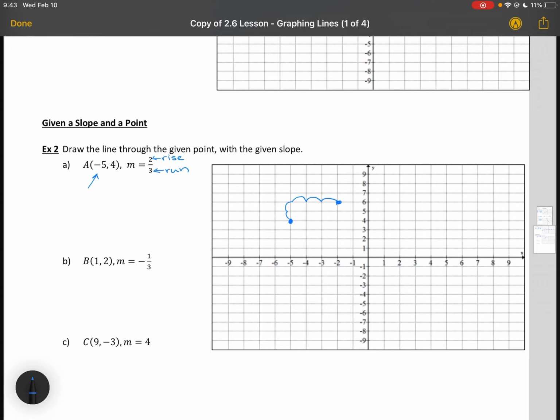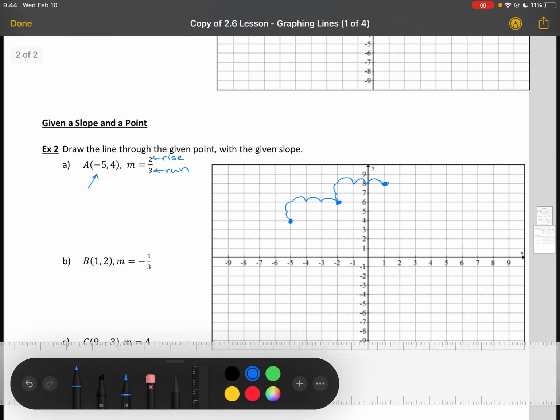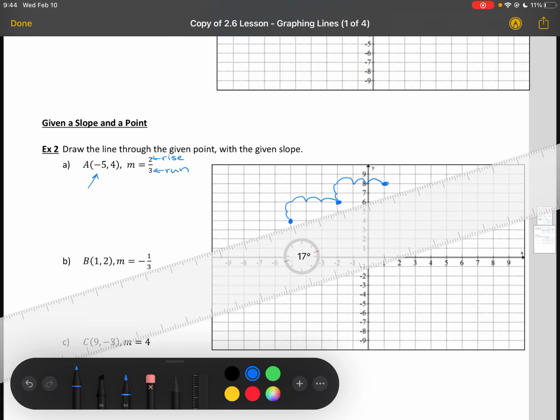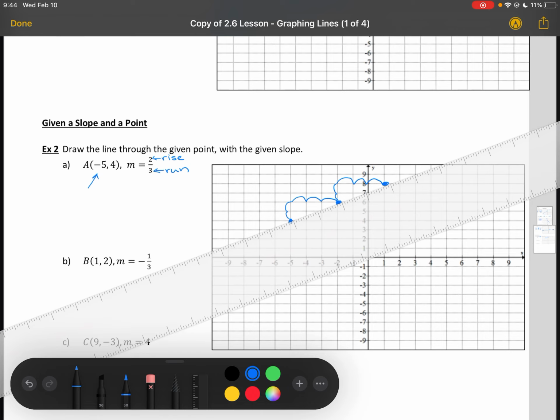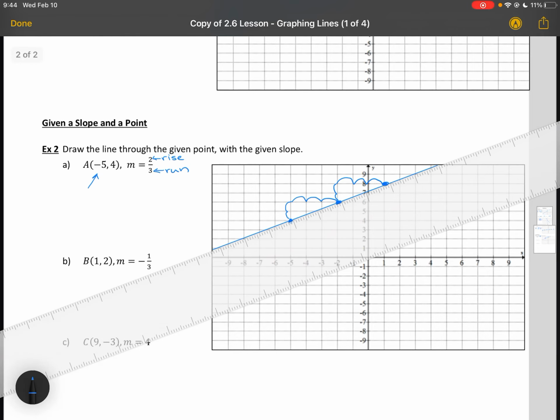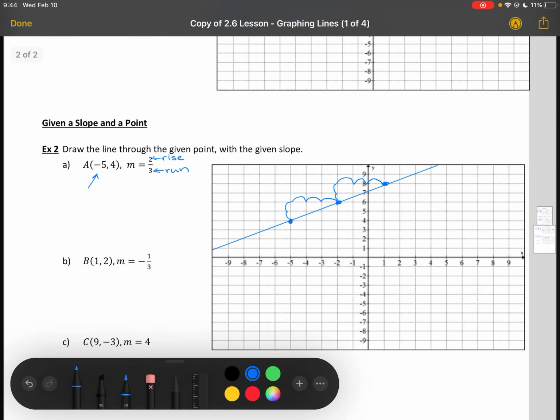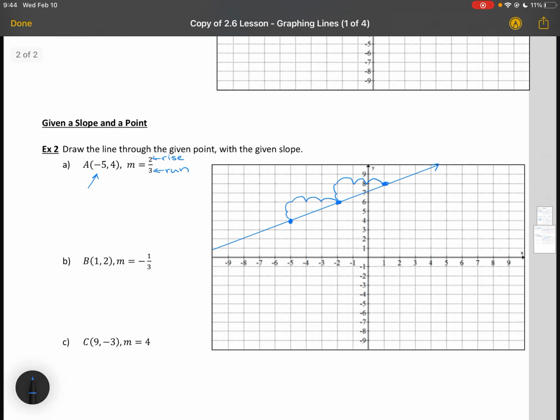You only have to draw 2. I usually like to draw 3 because it makes my line a little bit more accurate. So I can get to a third point by rising 2 and running 3 here. Now I've got 3 points. I can see my pattern, and that's going to allow me to draw a line right through there. Okay. Arrows on the ends and extend the line all the way across your graph.